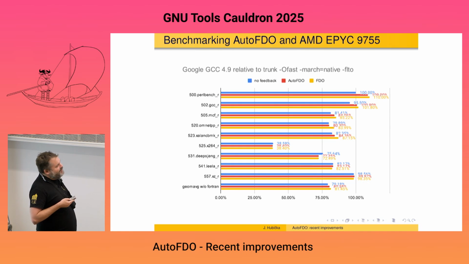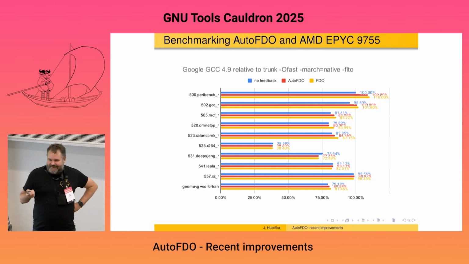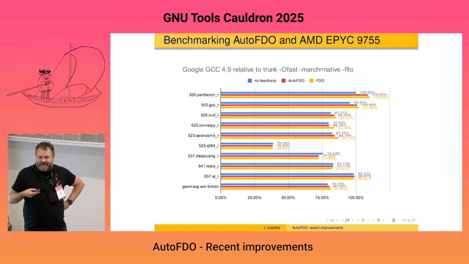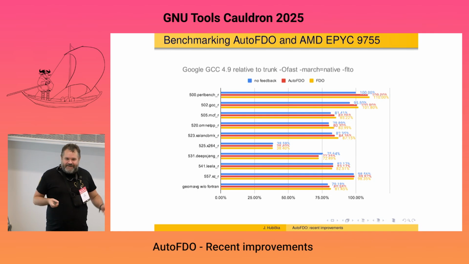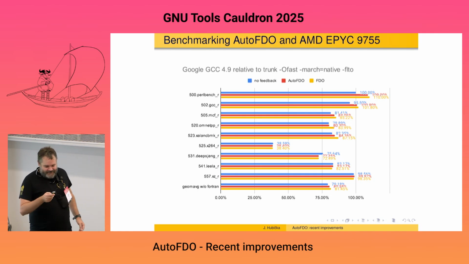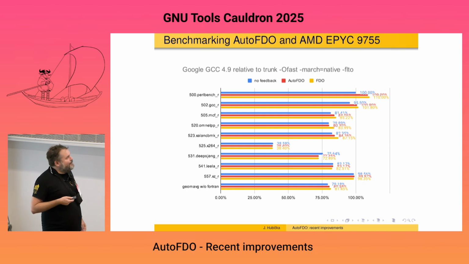So the AutoFDO is not better than real FDO, but it is somewhere in between, and it's closer to FDO than no FDO. The difference is smaller because I think I'm using a server CPU, which has a lot of cache, and CPU 2017 is very small for the current machines. So the benefits would be better if I used a smaller, desktop machine. But I think this is sort of okay.